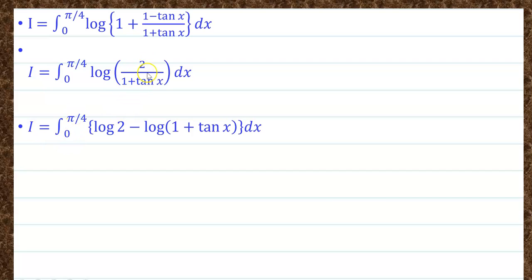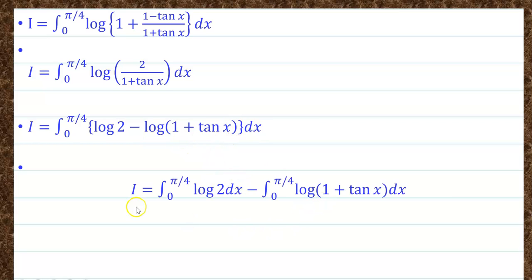Here we will apply the property of log. Log of m upon n means what? Log of m minus log of n. So here that is log of 2 minus log of 1 plus tan x. And if we evaluate this again, what is this? That is I is equal to integral 0 to pi by 4 log of 2 dx minus integral 0 to pi by 4 log of 1 plus tan of x dx, and this is nothing but again I.